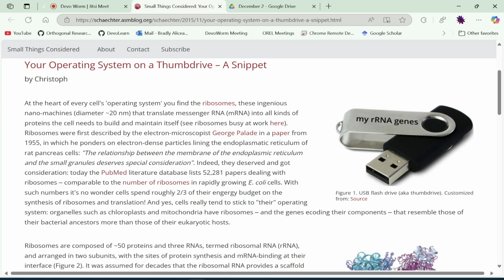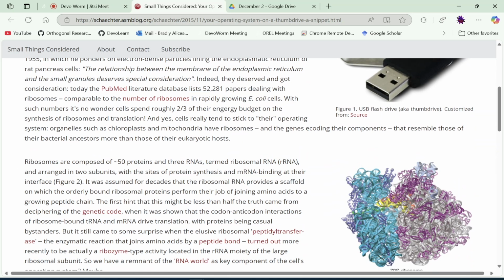With such numbers, it's no wonder cells spend roughly 2/3 of their energy budget on the synthesis of ribosomes and translation. So that's an interesting statistic. It's really impressive that the cell spends maybe 2/3 of its energy on translation and synthesizing ribosomes. Of course it's important to make proteins, but it's a lot, so it's a really important process.